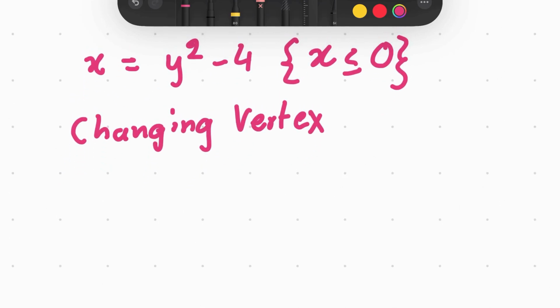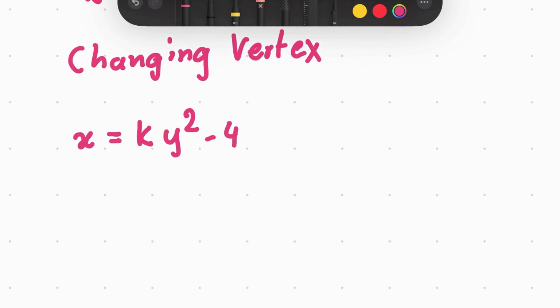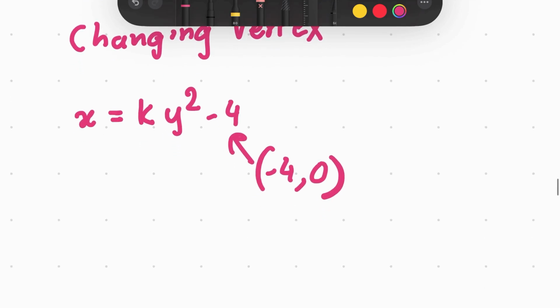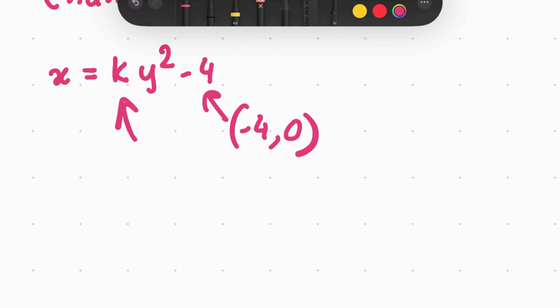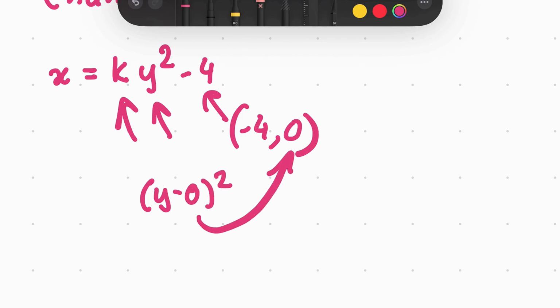So we're just going to go back to writing this as x equals ky squared minus 4. But right now, our vertex is actually at negative 4, 0, right? It's not changing. It's going to stay that way no matter what you make your k, because it's in the vertex form, and over here, this is basically writing y minus 0. So our a is actually 0, which is why this is the 0.